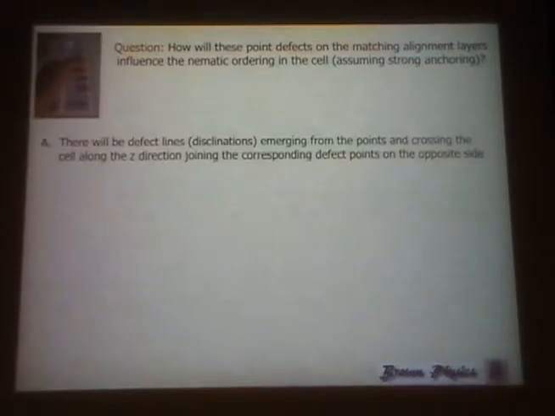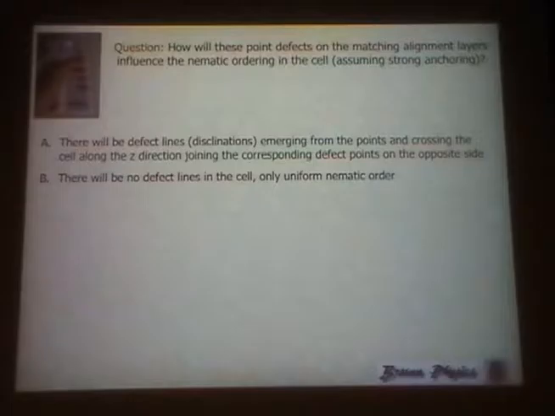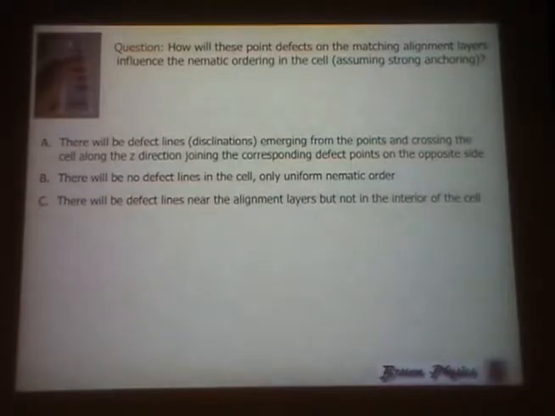So here are some possibilities that I'll toss out at you. We've got these defect points on the anchoring surface. Maybe there will be defect lines, disclination lines, emerging from these points and just going straight across the cell to the other side. Seems plausible. Maybe another possibility is there just are no defect lines in the cell and you've got uniform nematic order, assuming you're in the nematic phase. Another possibility is, let's come back to the defect lines going through the cell, but imagine that what they do is they stay close to the alignment layers. They don't traverse the cell.